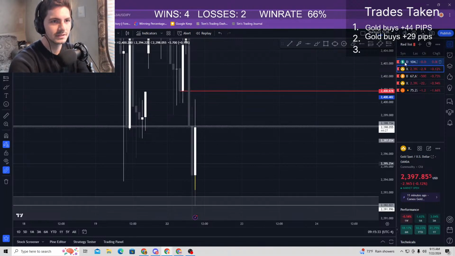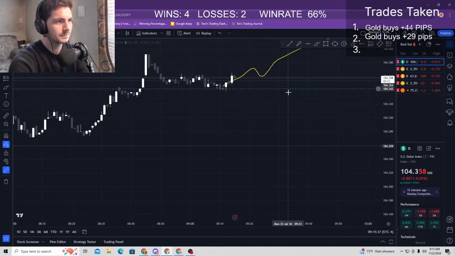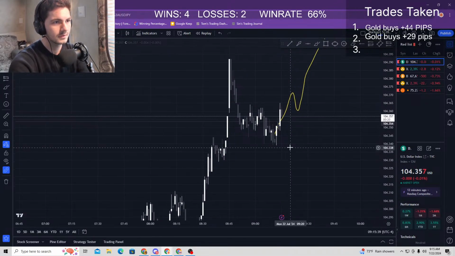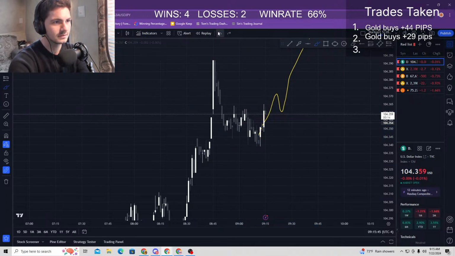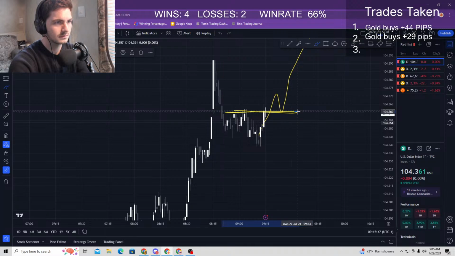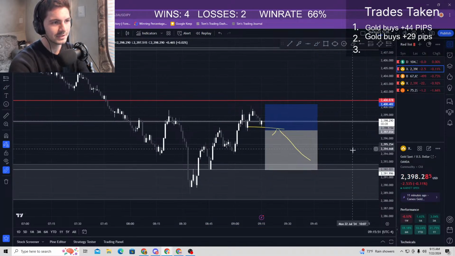Also depends what DXY is doing. DXY hasn't broken highs yet, but once it does, I'll be a lot happier getting in this trade.